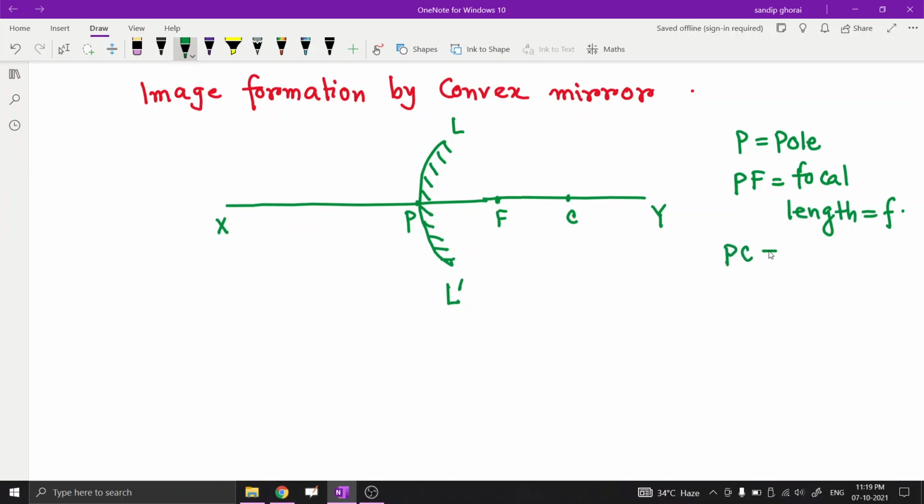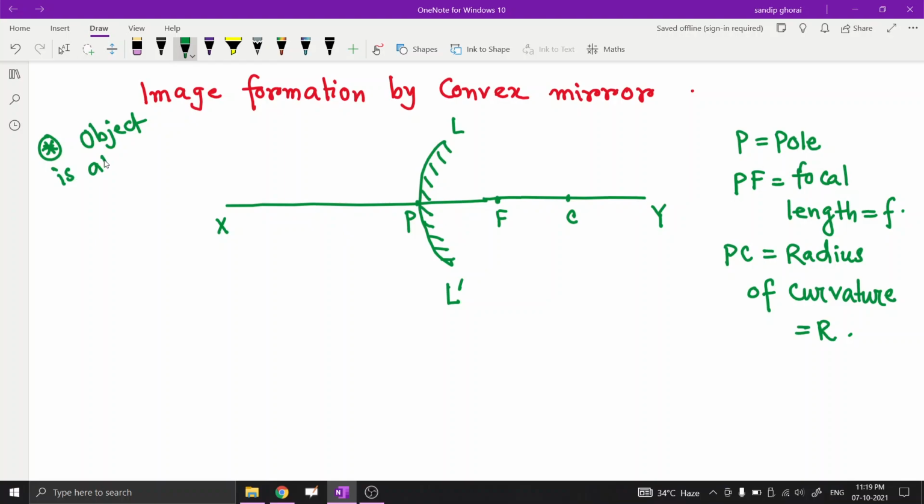PC is the radius of curvature, equal to capital R. Now at first we take the case where the object is at infinity.